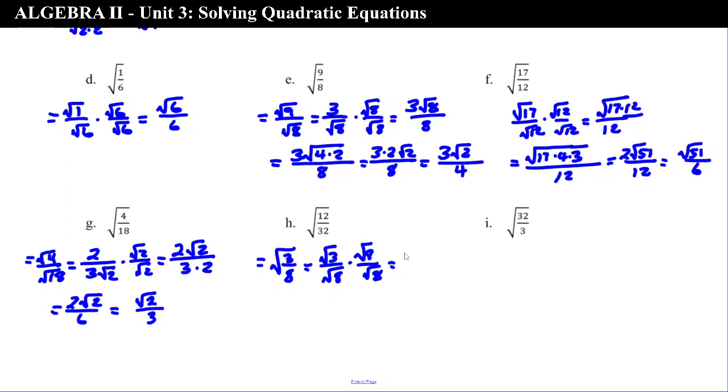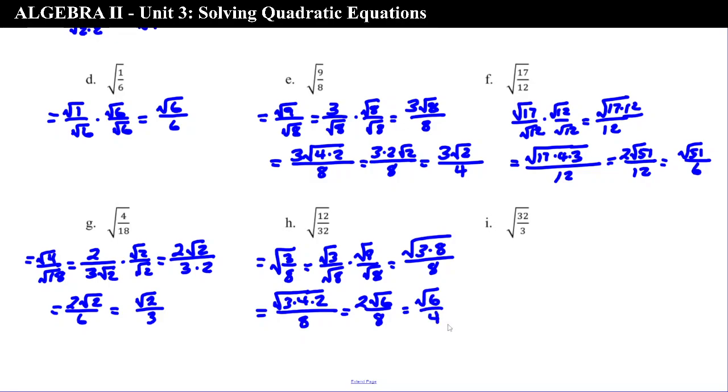So that gives us the square root of 3 times 8 over 8. Well, we can pull out a 4 from that 8. So we end up with 3 times 4 times 2 over 8. And so we end up with 2 times the square root of 6 over 8, which reduces down to the square root of 6 over 4.